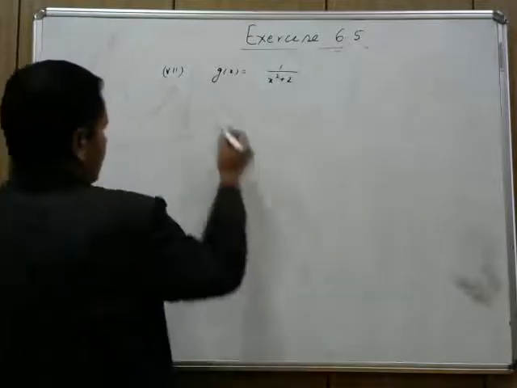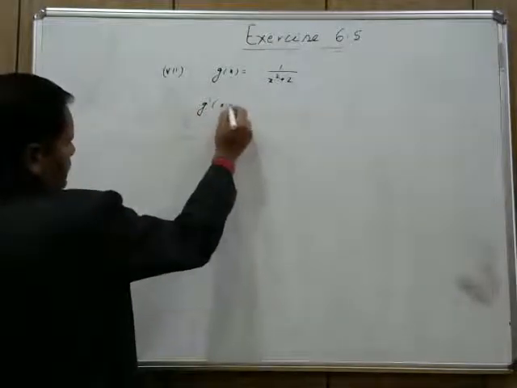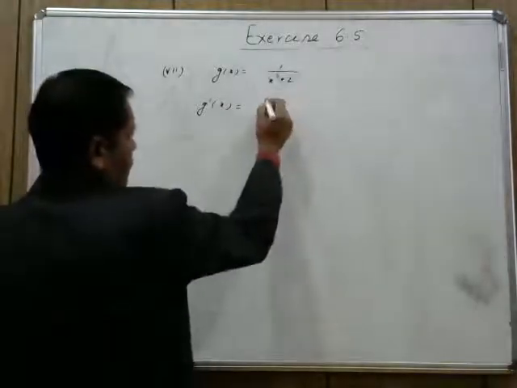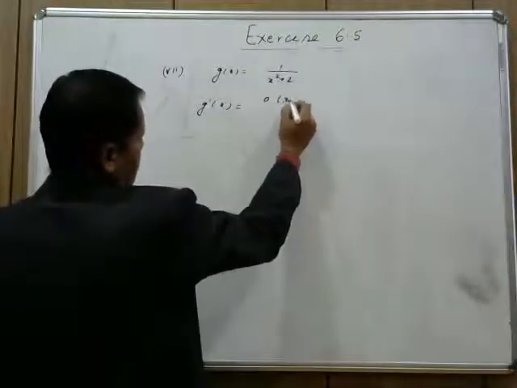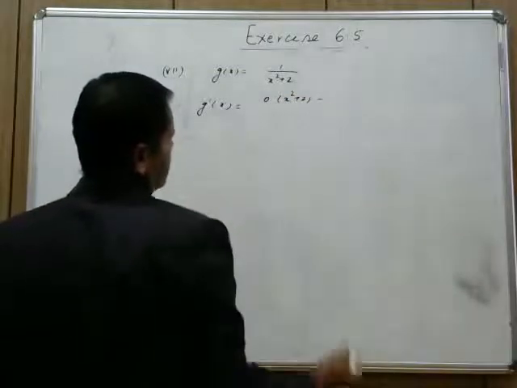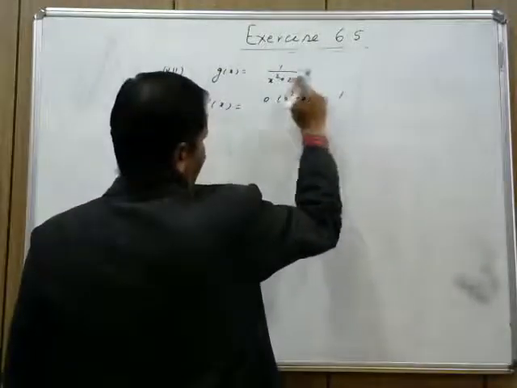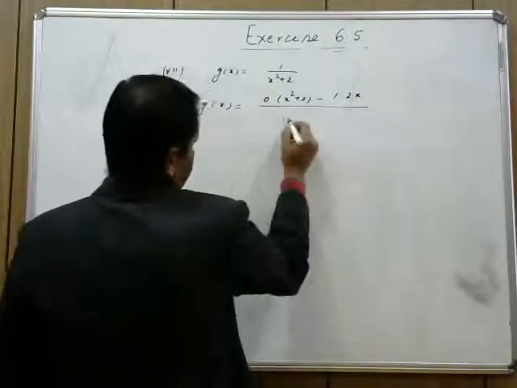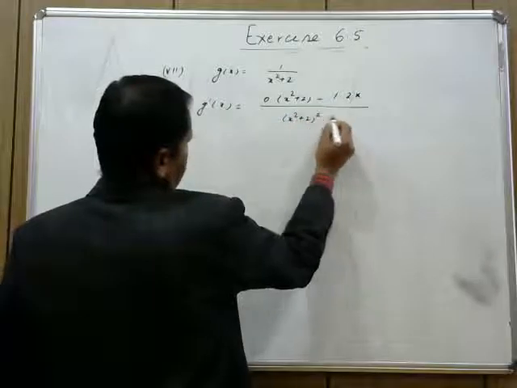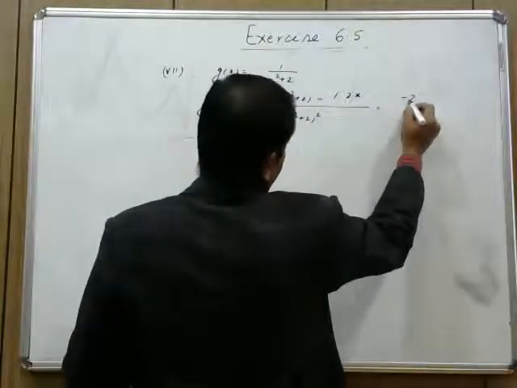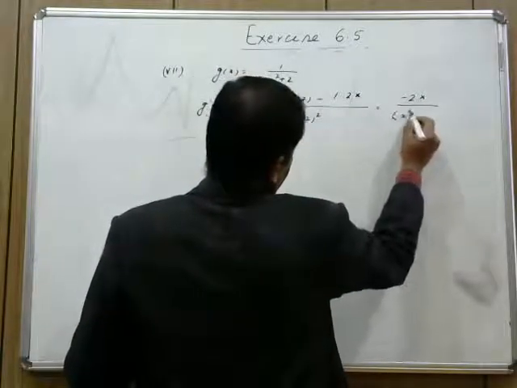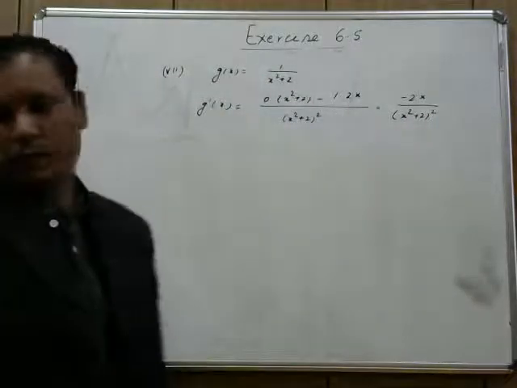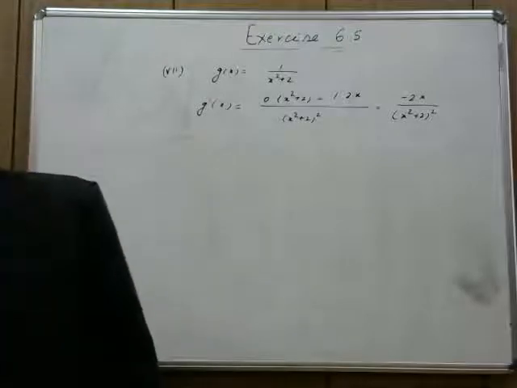Right? Now first of all we'll find out g dash of x. G dash of x will be differentiation of 1 is 0 into x square plus 2 minus 1 into differentiation of x square plus 2, which is 2x, upon x square plus 2 whole square, and that is equal to minus 2x upon x square plus 2 whole square. I have just applied the quotient rule, isn't it?